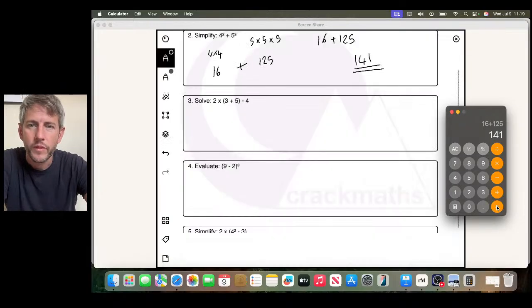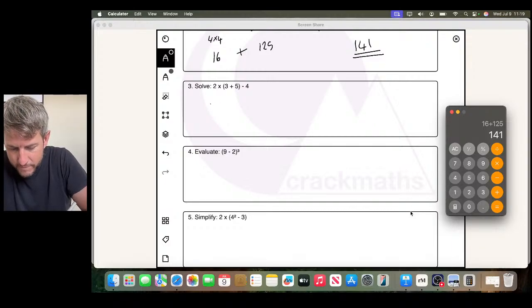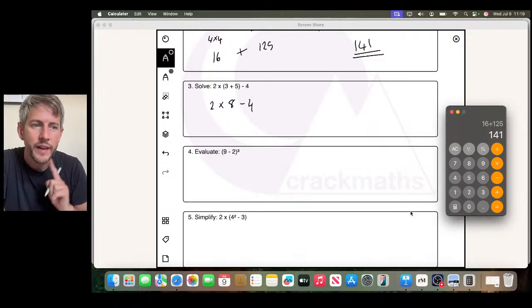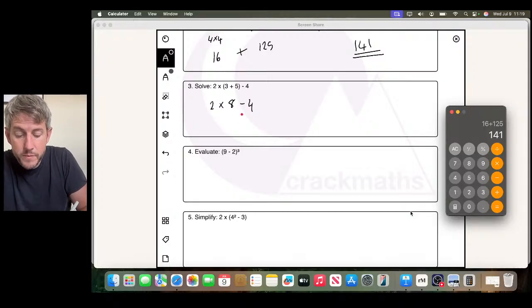Okay, right. Question 3. 2 times 3 plus 5 minus 4. Let's do the bracket first. So 2 times 8 minus 4. Now, we can't forget what we did in the previous question, which is the order of operations. Multiplication comes before subtraction. So we've got 2 times 8, which is 16. Take away 4, and this will give us an answer of 12.